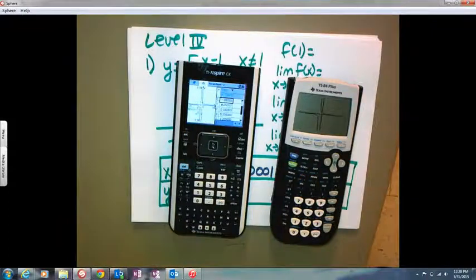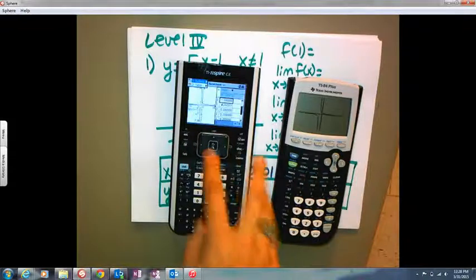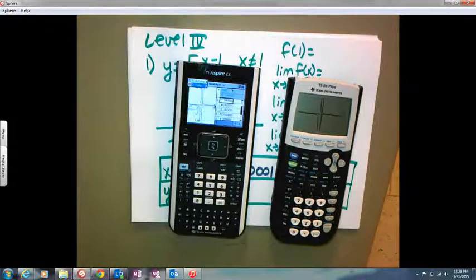The table is up. Click Menu. You should have a drop down. Go to number 2, and then one of these should say Edit Table Settings, number 5 on mine. Could be different on yours. And we should get a box pop up like this.